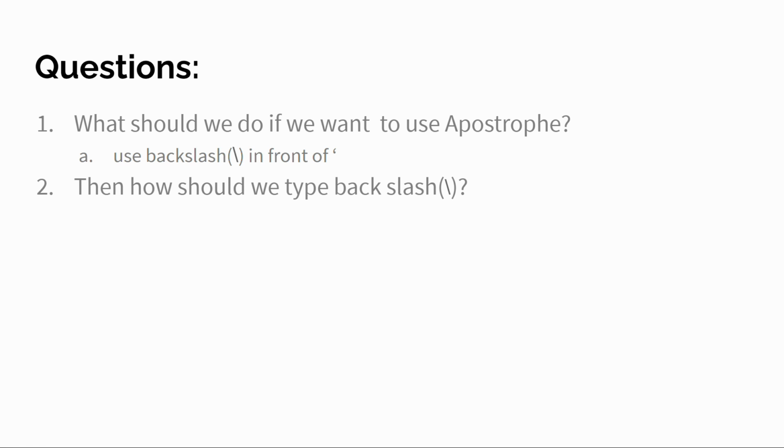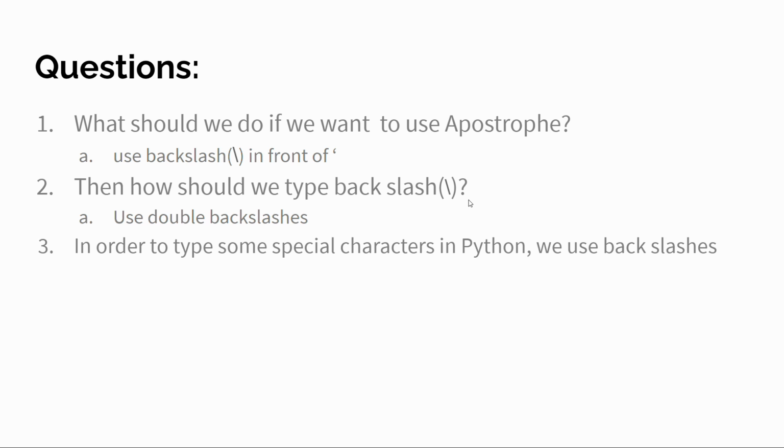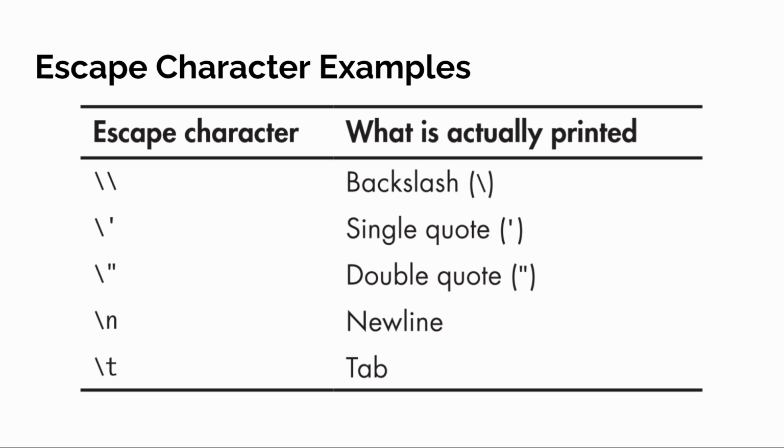Then one more question comes out from it. How should we type a backslash? I mentioned that a backslash should be added in front of the single quote or other special characters. However, when you want to type a backslash here, you can use one more backslash in front of the backslash. So use double backslashes to show the backslash. In order to type some special characters in Python, we use backslashes, and we call them escape characters. So these are the escape character examples.